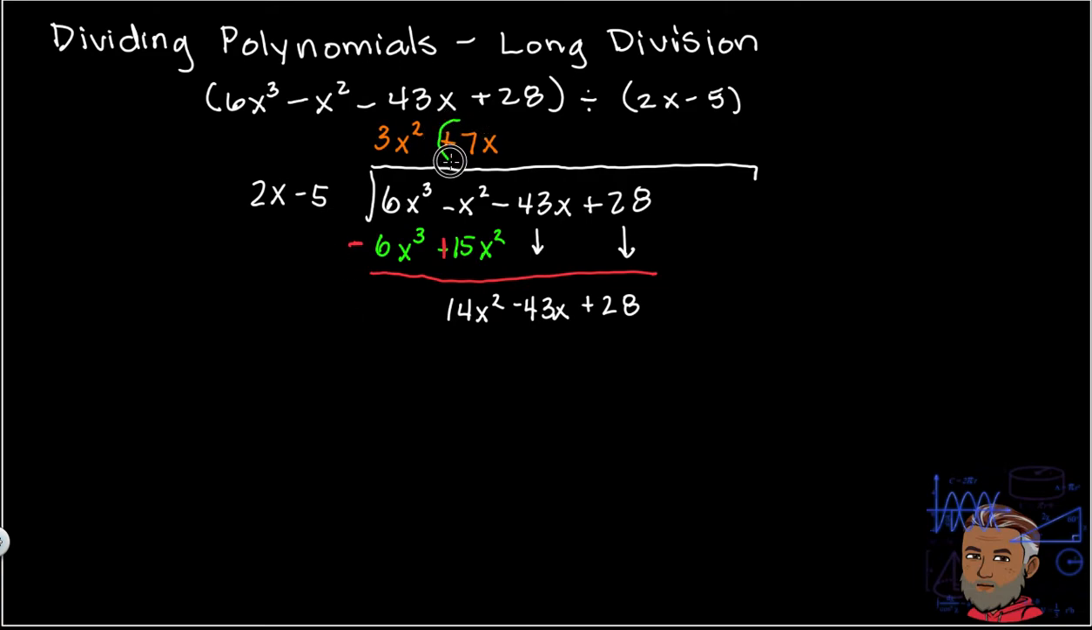So now we're going to take this 7x, and we're just going to multiply it here, and multiply it here. That's going to give us 14x squared. Hey, look at that. That's what we wanted. And it's going to give us negative 35x. Who cares? We're just going to write it out. So let's multiply this thing out and write where it belongs. 7x times 2x is 14x squared. 7x times negative 5 is negative 35x.